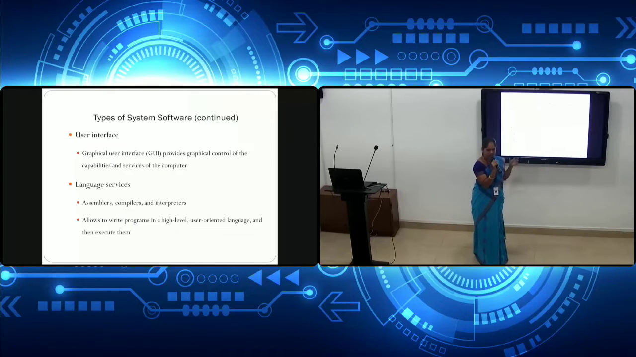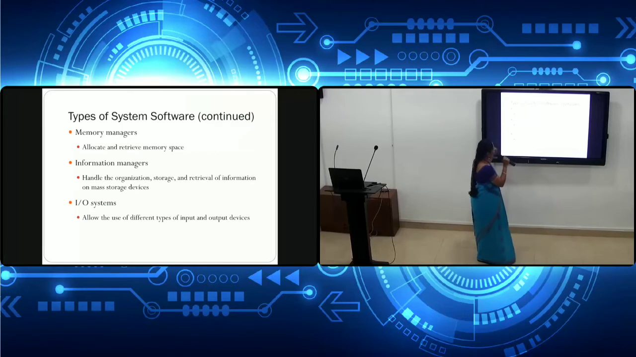We can convert these. The main program is your source program, that is, your assembly level language. The assembly level language is first transferred to your system and converted by the assembler. With the support of linkers and loaders, it is then converted to machine level language. The memory manager allocates memory. Memory management is done by your linkers and loaders.